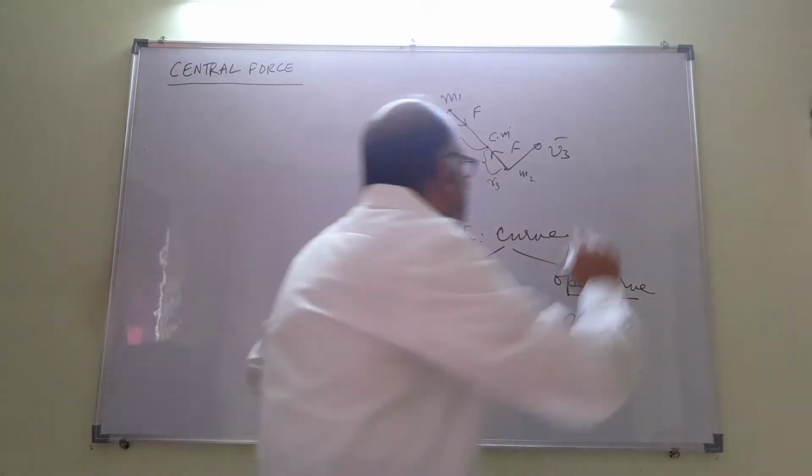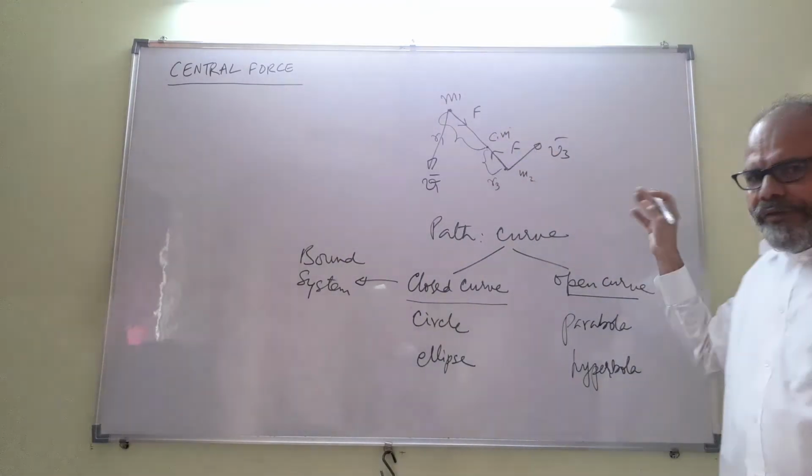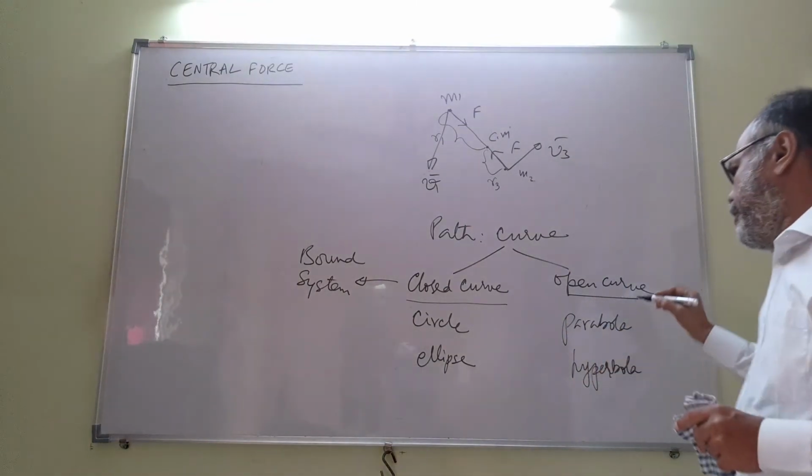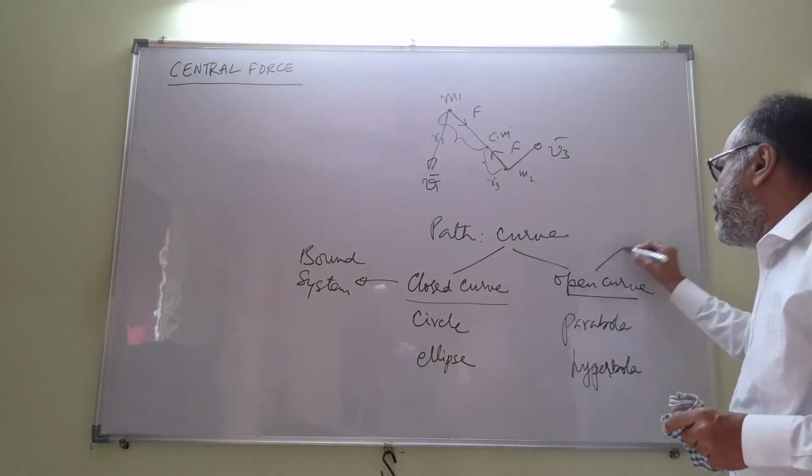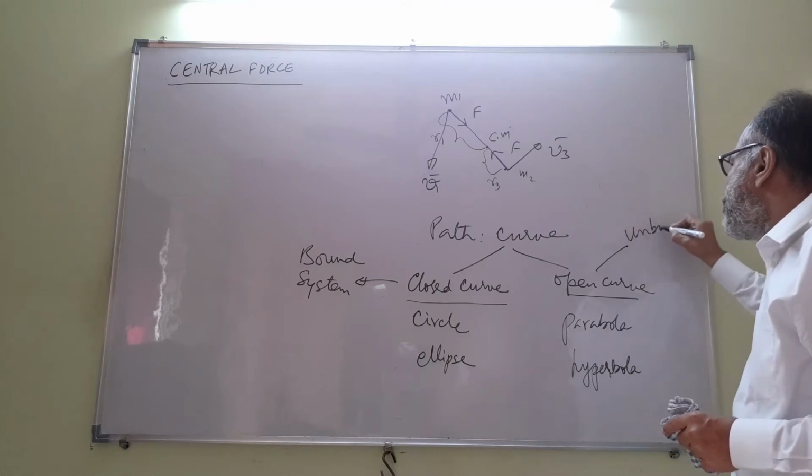On the other hand, if the two masses move away from each other towards infinity, then the curve would be open and is called an unbound system.